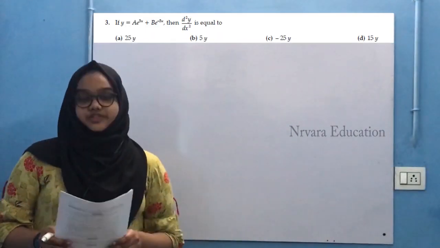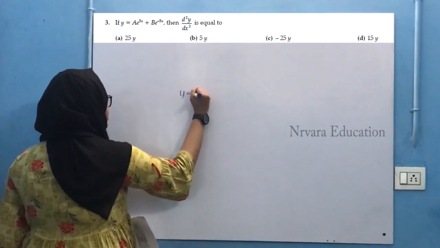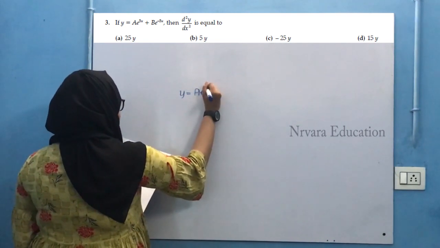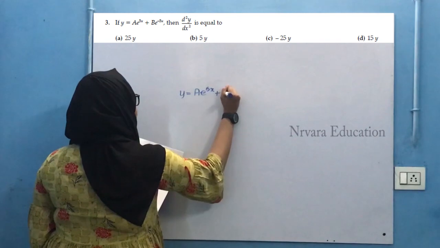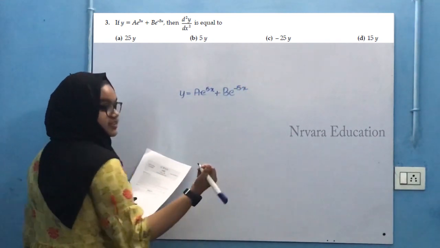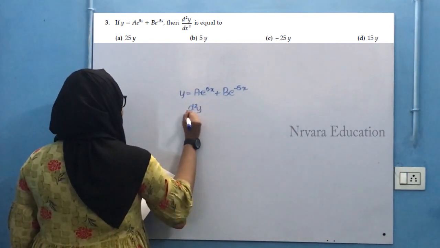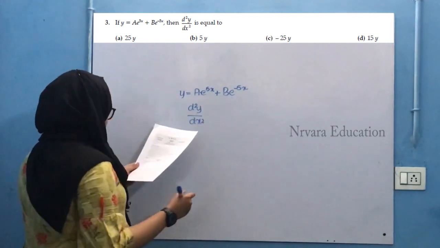So moving on to the third question, they've given us that y equals A into e raised to 5x plus b into e raised to minus 5x. And they've asked us to find the value of d square y by dx square. This is a double differentiation.